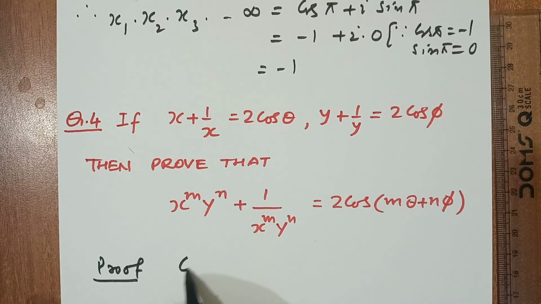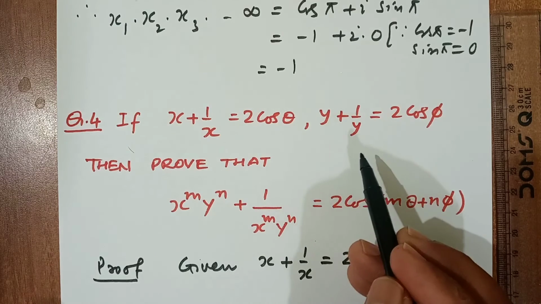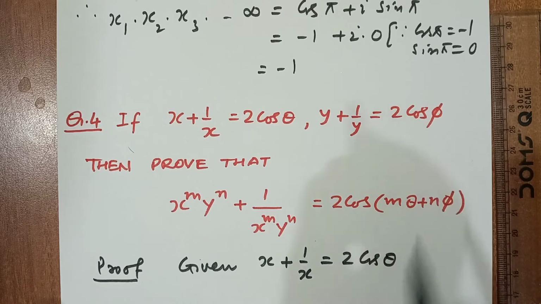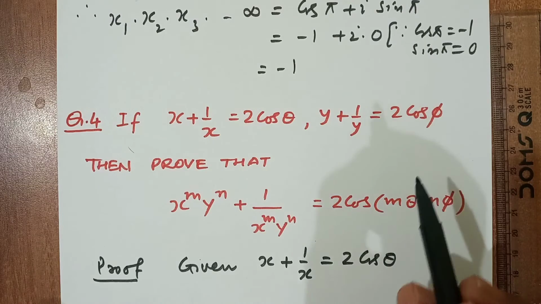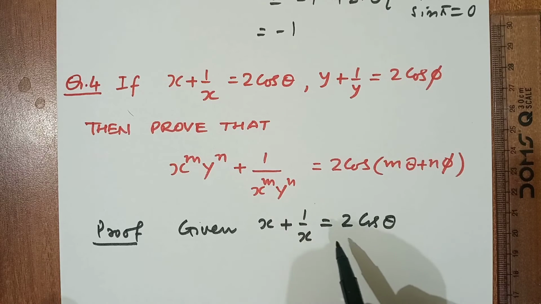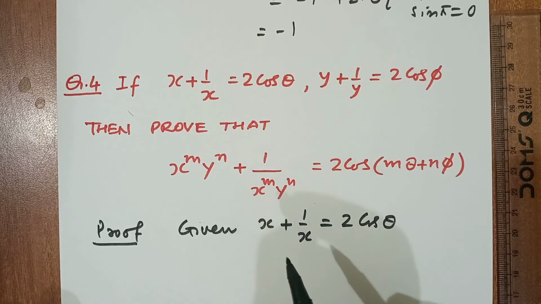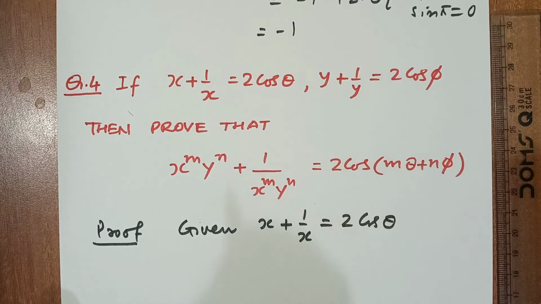Given x plus 1 upon x is equal to 2 cos theta, and similarly y plus 1 upon y is equal to 2 cos phi. It means in place of x is y and in place of theta is phi. So we only need to solve x plus 1 upon x is equal to 2 cos theta, and similarly we can put y in place of x and phi in place of theta.